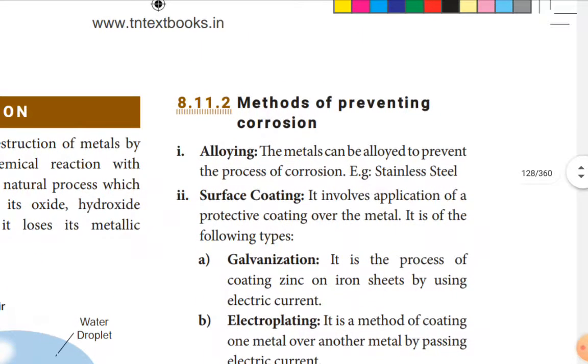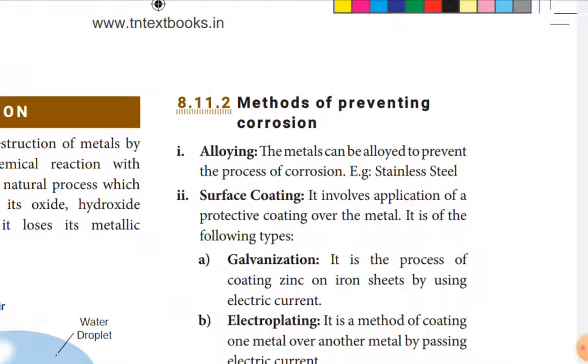This is also an important topic, methods of preventing corrosion. How will you prevent, how will you minimize corrosion, how will you minimize the destruction of metal? What are the steps to be taken, what are the methods to be followed? So here a few steps are given.